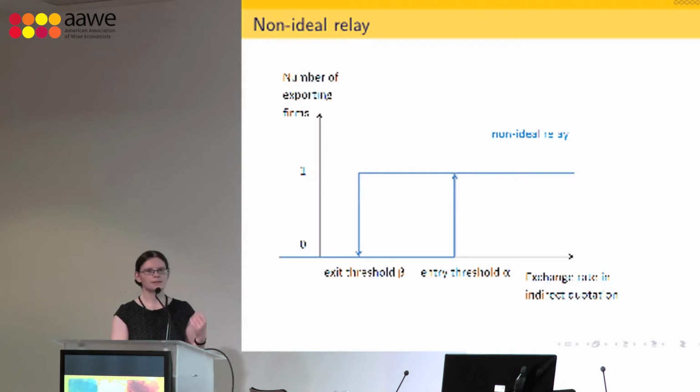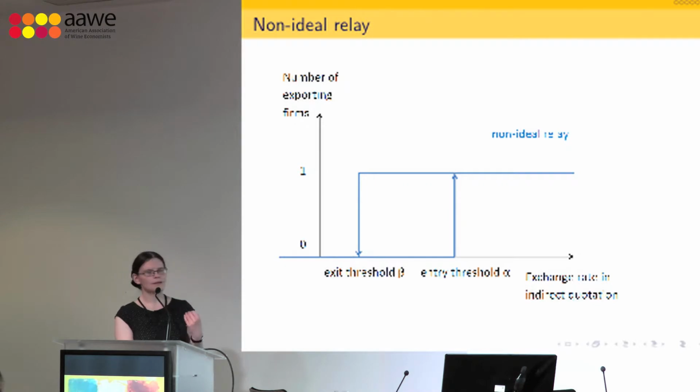You will see this in the first example. Here we have the very basic model of hysteresis. You've got an input variable which goes up and down, and you have two states of the output variable. And in my framework, the input is the exchange rate, and the output is the exporting of the firm. So if the firm exports, it's 1, and if the firm does not export, it's 0.